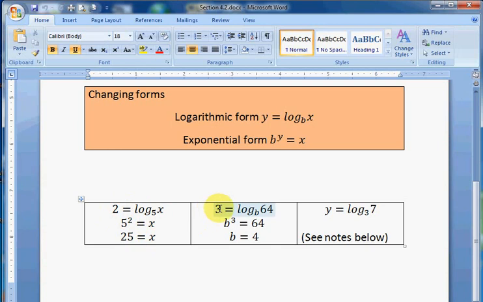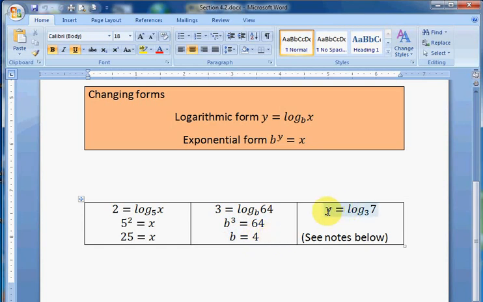The next example is 3 equals log base b of 64. In this case, you don't know the base, but you know the exponent and the stuff inside the log. b is your base, 3 is your exponent, so b cubed equals 64. You take the cube root of both sides and you get b is 4.